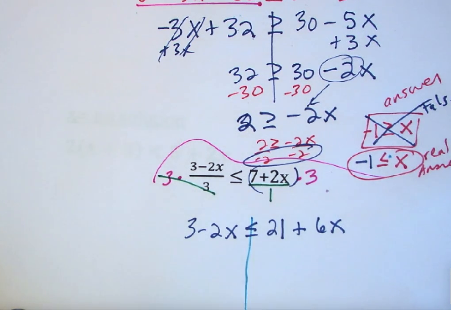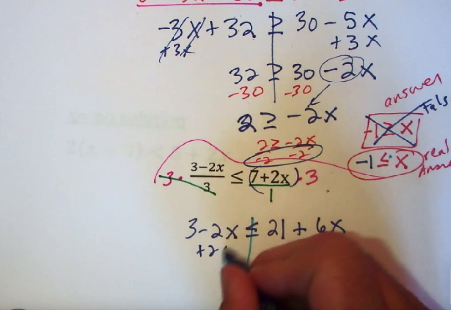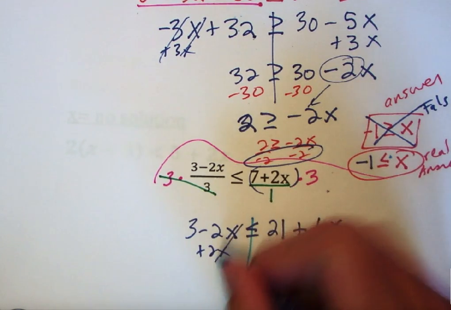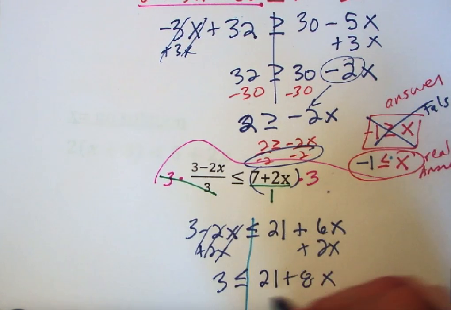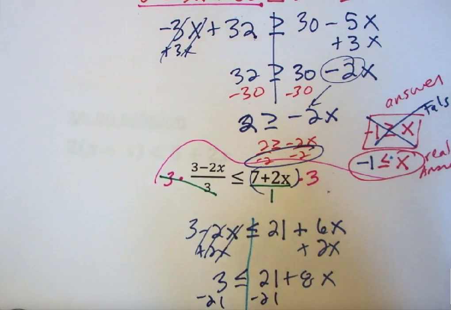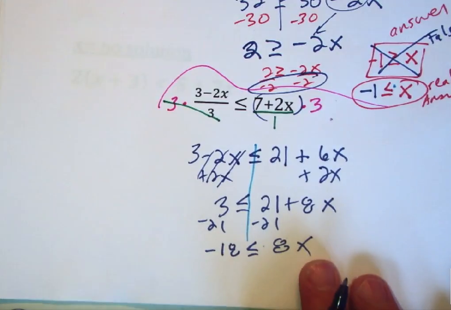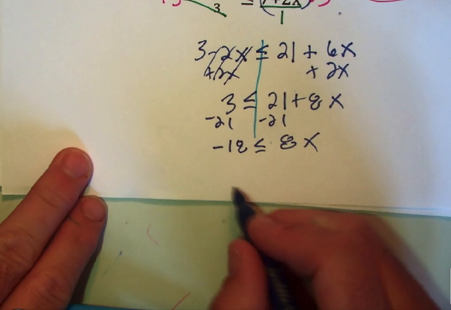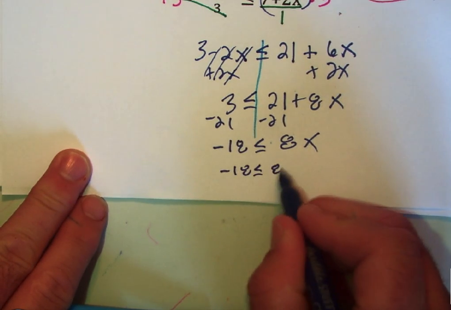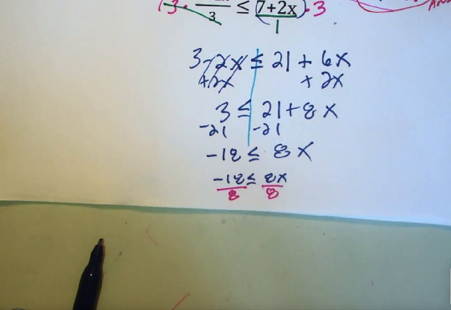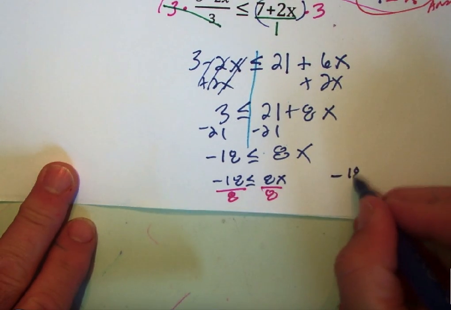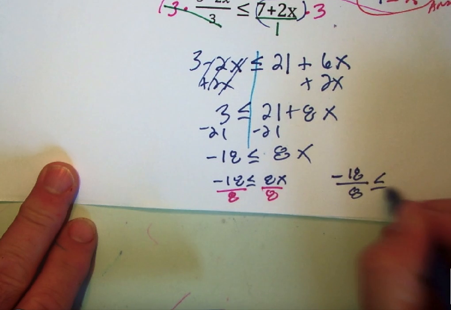All right. Yeah, now we can just start doing things to both sides. I'm going to add 2x to both sides. Minus 21 from both sides. And then we'll divide both sides by 8. And we get negative 18 over 8 is less than or equal to x.